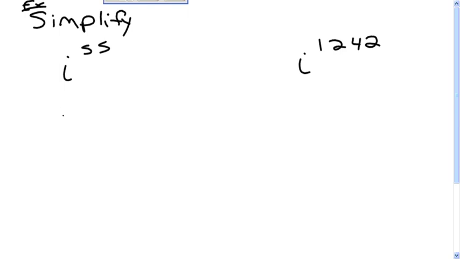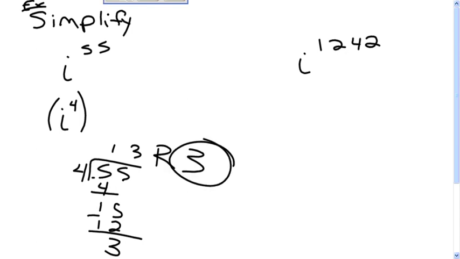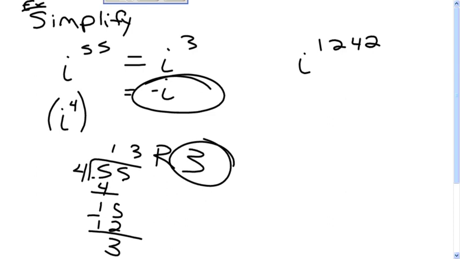So if I take a look to see how many times 4 goes into 55, so 55 divided by 4 is 1, bring down the 4, subtract 1, drop down your 5. 4 goes into 15 3 times, that's 12, 3 left over. That's the important piece. So i to the 55th is the same thing as saying i cubed, therefore i to the 55th is just negative i. Sorry, that's kind of a mess, but there's your answer. Same thing for i to the 1,242nd. 4 evenly goes into there 310 times with 2 left over. So i to the 1,242nd is the same thing as i squared, which is just negative 1.